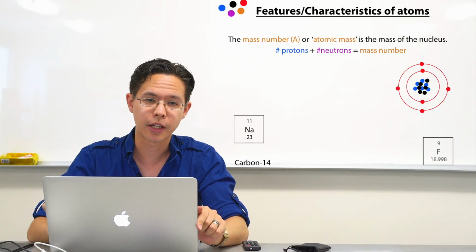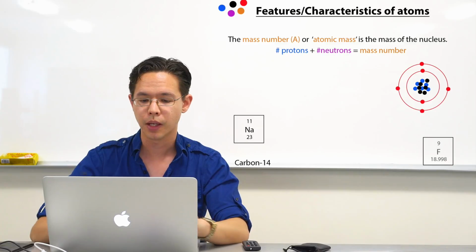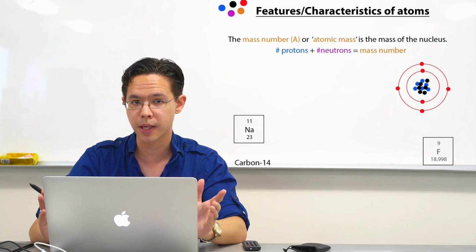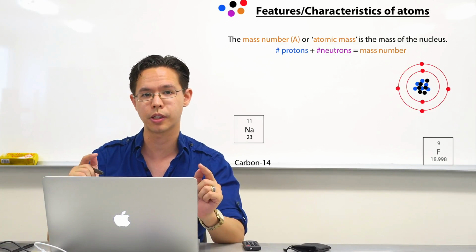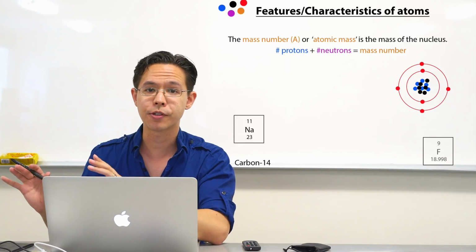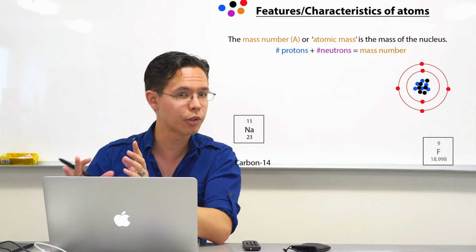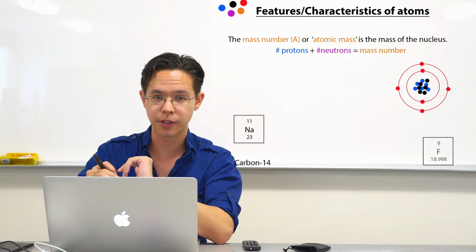The next feature of an atom that we need to learn about is called the mass number. It's given the symbol capital A, and it is sometimes referred to as atomic mass, so watch out, those two words can be used interchangeably and they mean the same thing. There are other more advanced terms like molar mass and relative atomic mass. We won't go into that just now, maybe a bit later in the video.